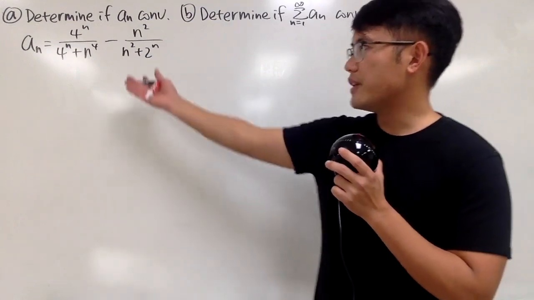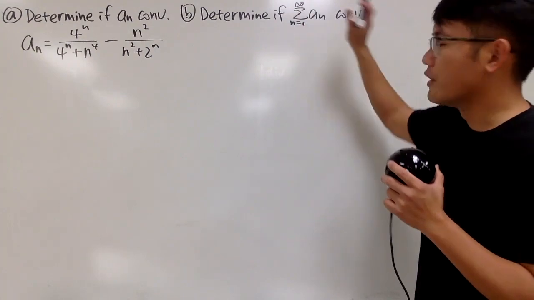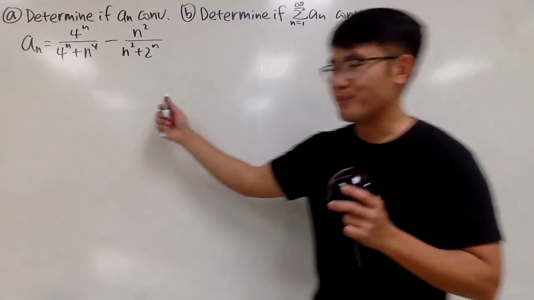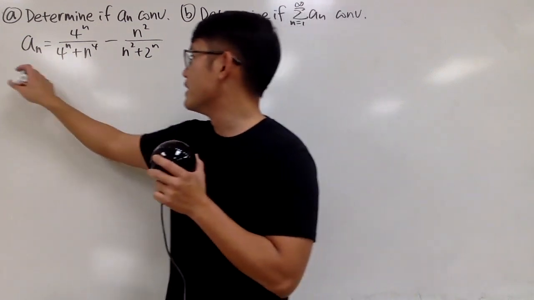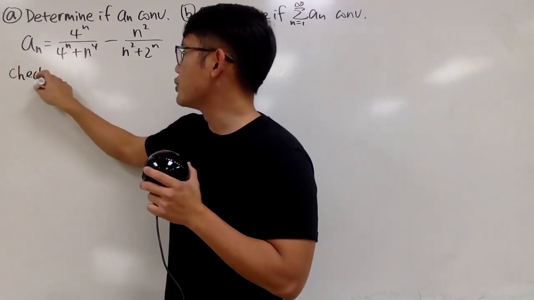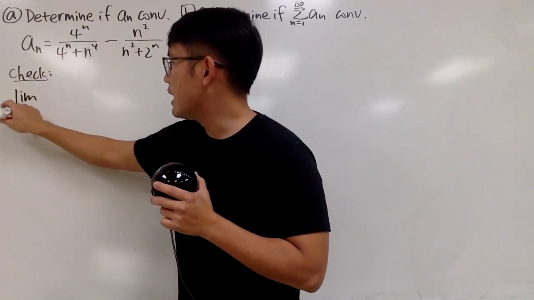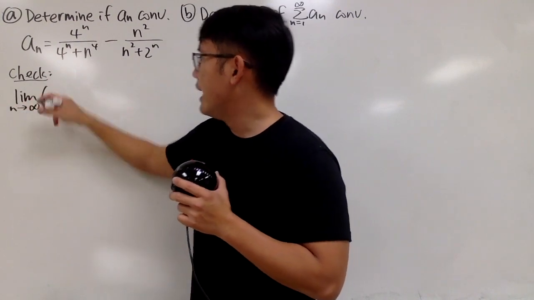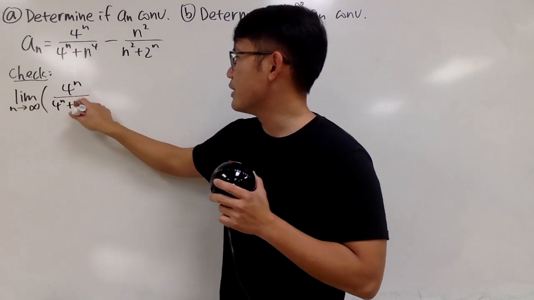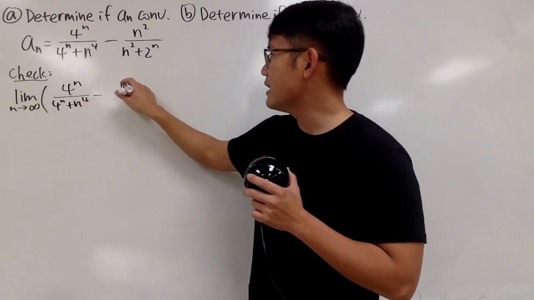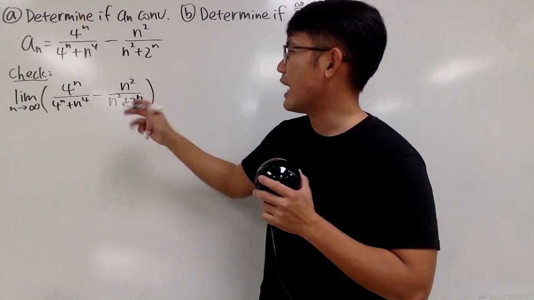Okay, in this video, we are given the an formula, and we'll see if an converges or not, and then we'll see if the series of an converges or not. So, of course, right here, we are going to take the limit as n goes to infinity, and let's just get that going. This is our check to see if this converges or not. Take the limit as n goes to infinity, and just write this down again: 4 to the n over 4 to the n plus n to the 4th, and then we minus n squared over n squared plus 2 to the n, like this.